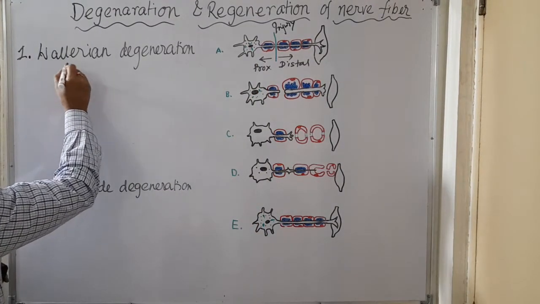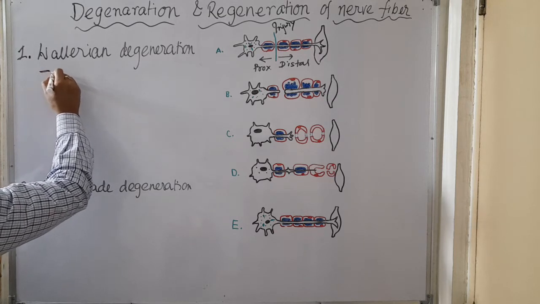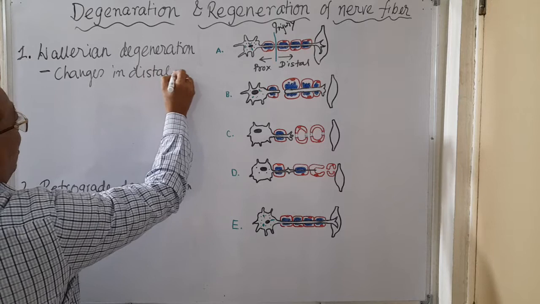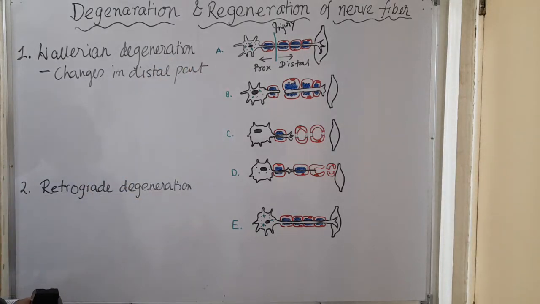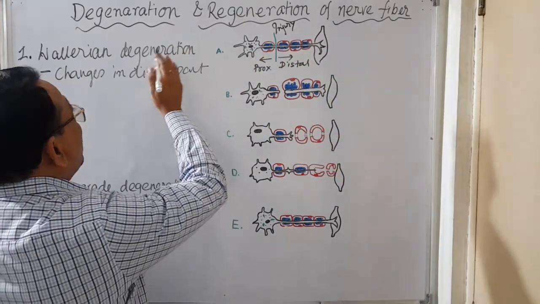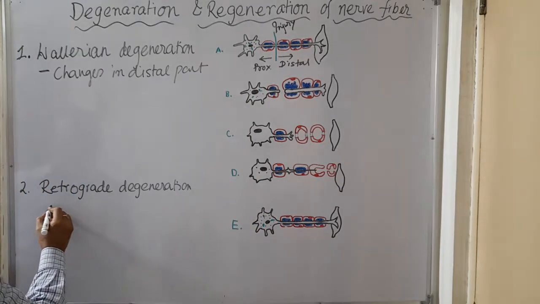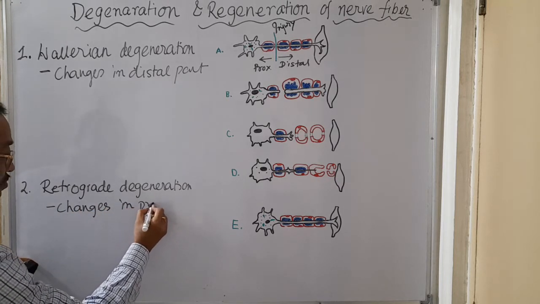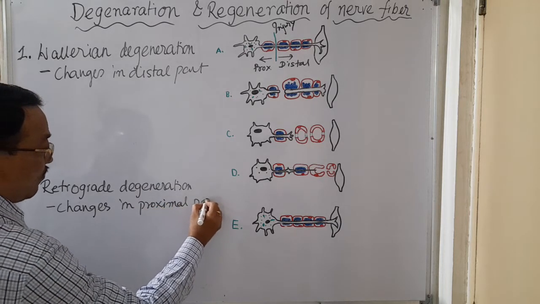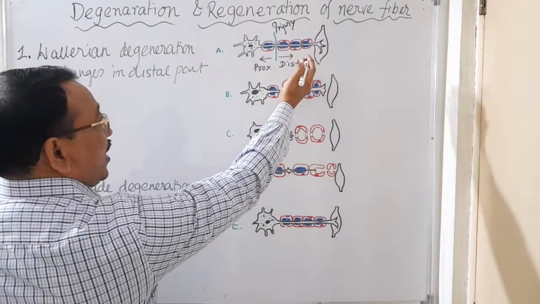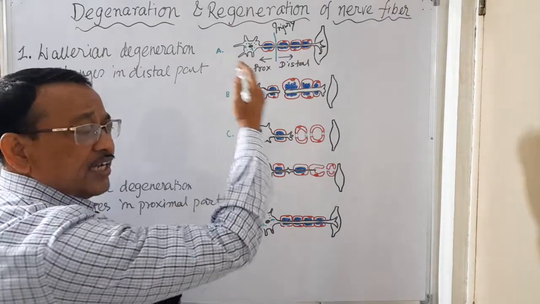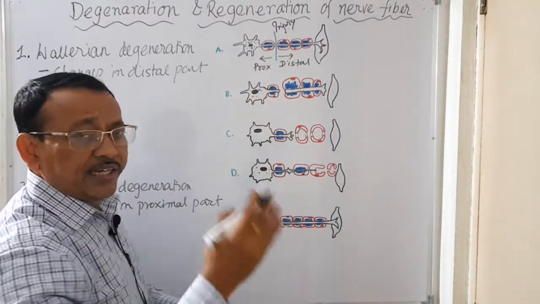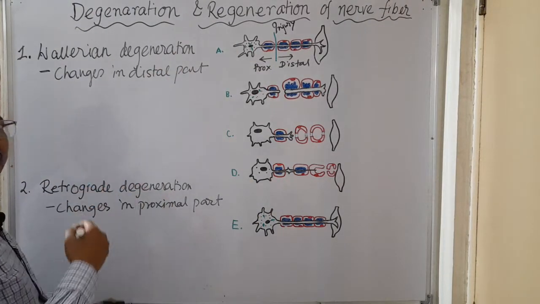So we can say that changes in the distal part of the nerve fiber are known as Wallerian degeneration, whereas in case of retrograde degeneration, changes take place in the proximal part of the nerve fiber. So distal to the cut there is Wallerian degeneration, proximal to the cut there is retrograde degeneration. Now let us see what type of degenerative changes take place in both these occasions, Wallerian degeneration and the retrograde degeneration.